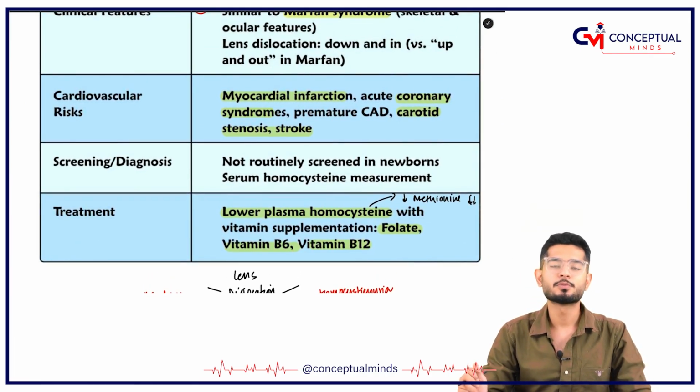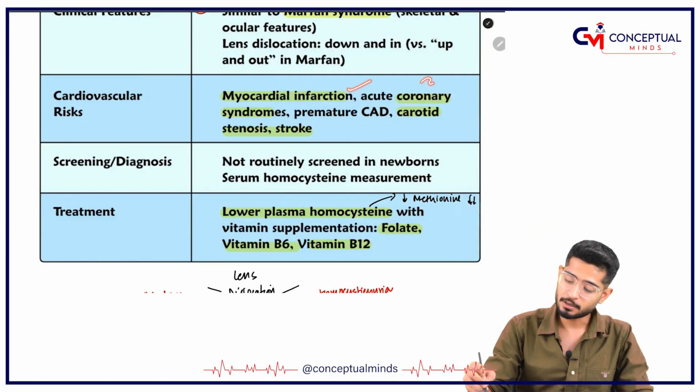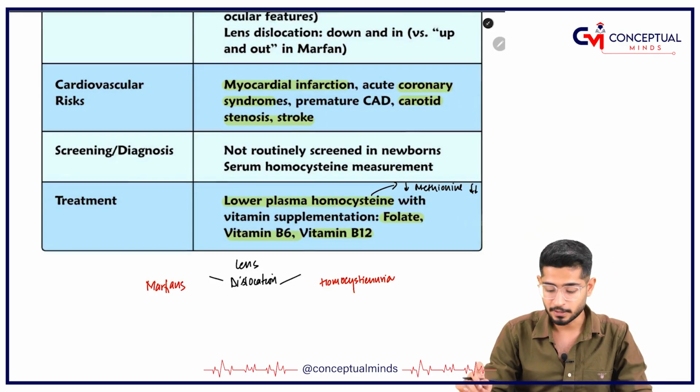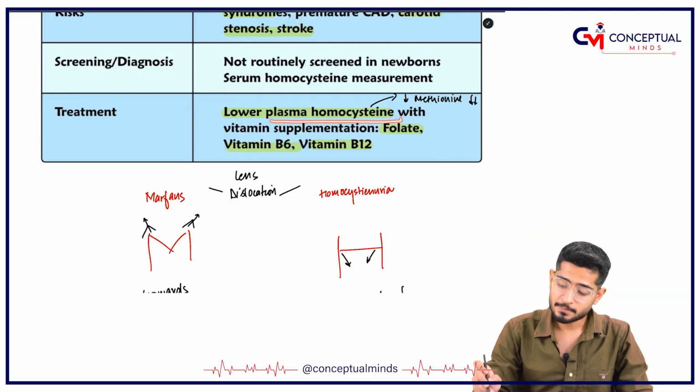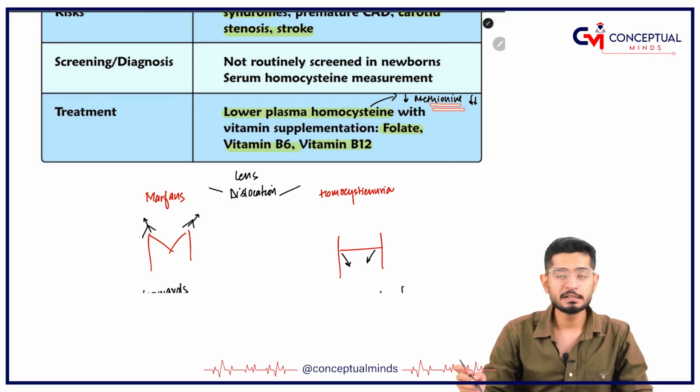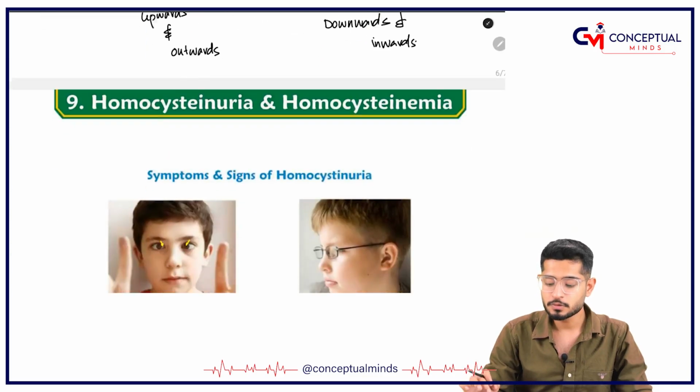And as I have told you, homocysteine is prothrombotic, that leads to MI, coronary artery disease, carotid stenosis, stroke, everything. And if we talk about the treatment, please understand that you have to lower the plasma homocysteine levels. How? By restricting the methionine rich diet. Of course, you have to give supplements like folate, B12, B6, everything you have to start with.